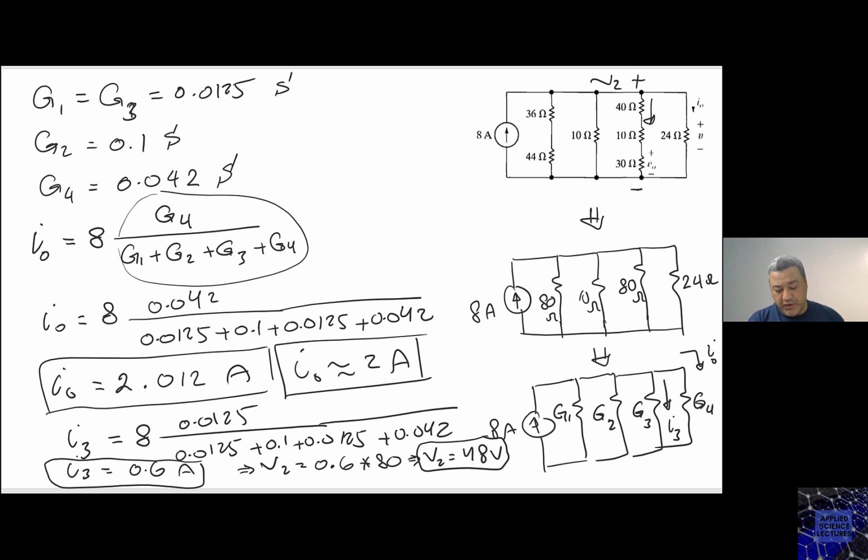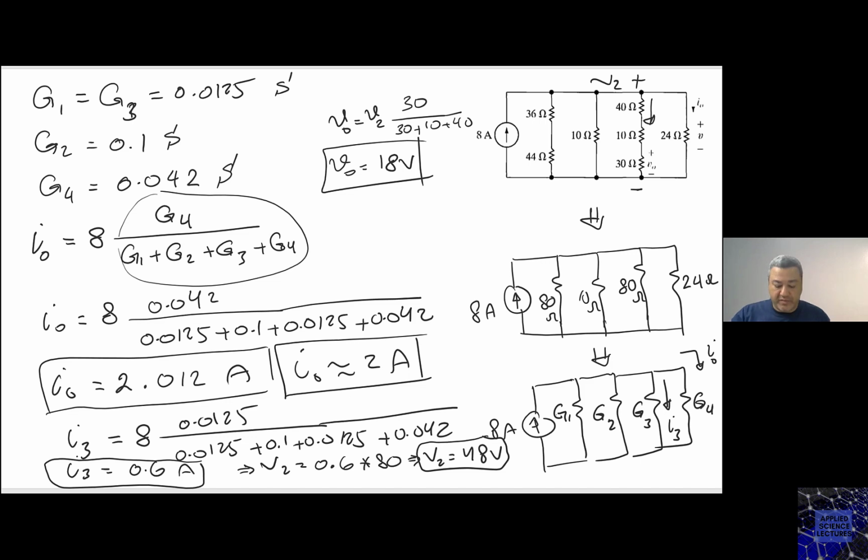So here V naught is V2 times the ratio. What's the ratio? 30 divided by 30 plus 10 plus 40. So what's the ratio? 30 divided by 80, times 48 is 18 volts. Okay?